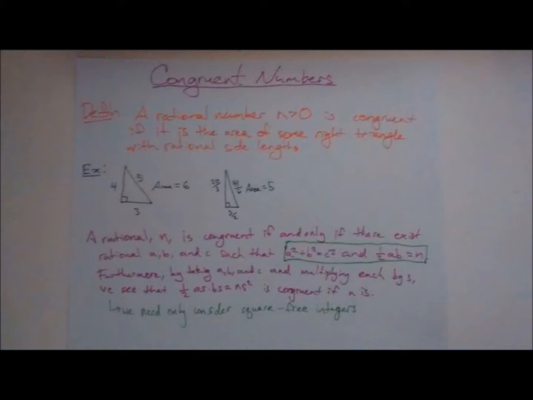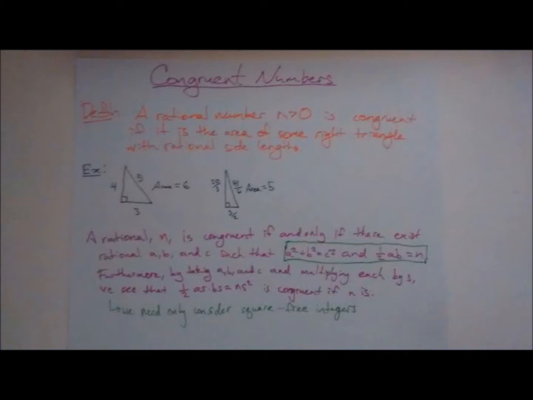The congruent number problem simply asks which rational numbers can be expressed as the area of some right triangle, all of whose side lengths are rational numbers. So for example, we can see that 6 is a congruent number because it's the area of a 3, 4, 5 right triangle. And similarly, this more complicated triangle has area 5. So 5 is a congruent number.